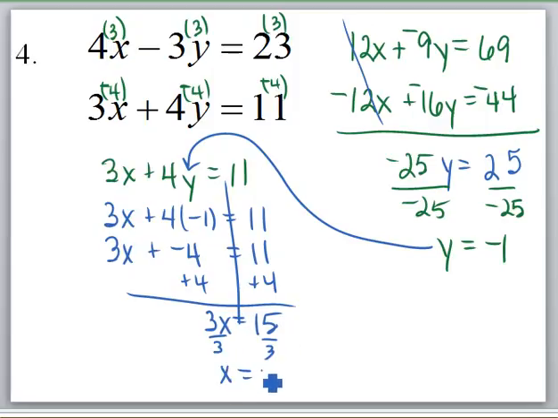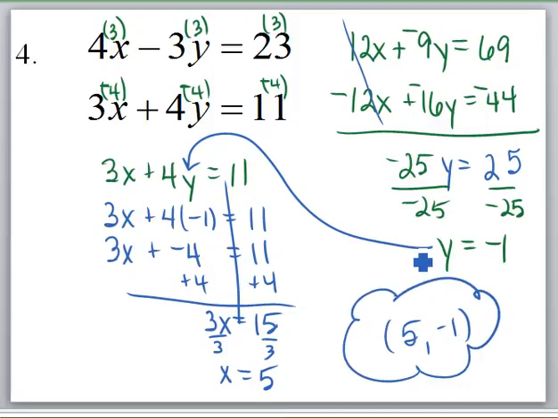And x is 5. So I'm going to get my answer of (5, -1), and I'll go ahead and circle that, and I'll check my answer by plugging those back in. I already plugged it back into the second one, so really all I need to do is check the first one. So 5 times 4 is 20, and then -3 times -1 is a +3, so I do end up with 23 as my answer.